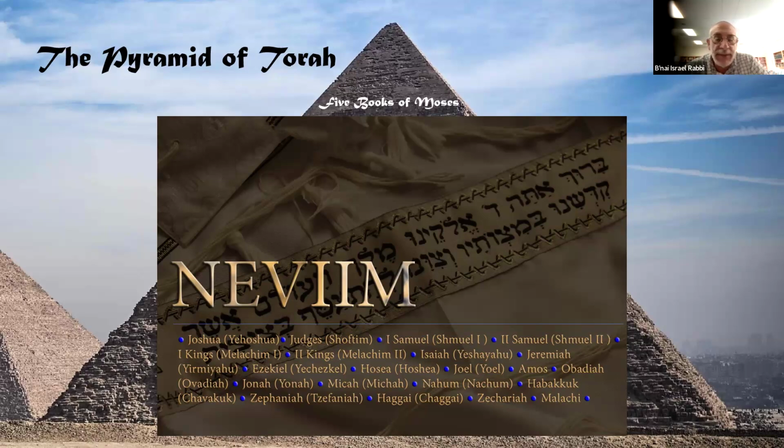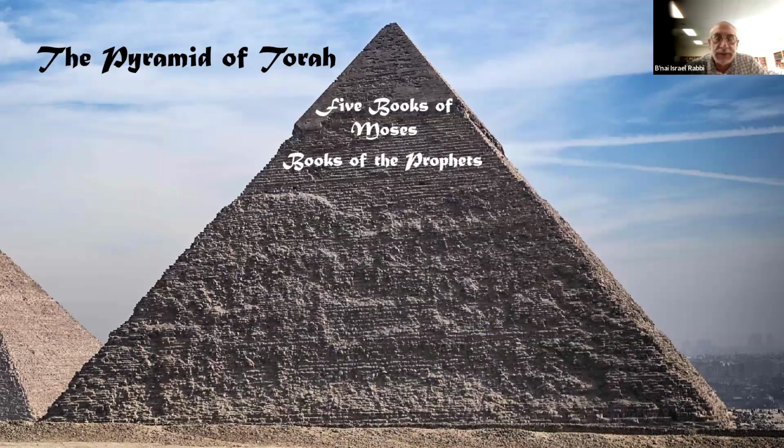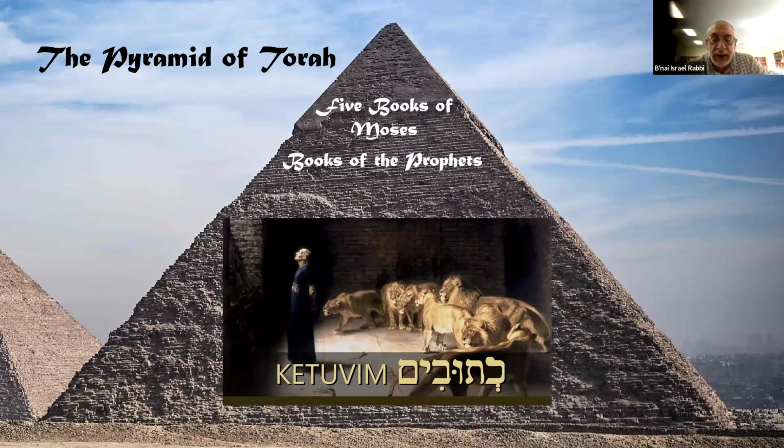So we're going to set Nevi'im just below the 5 books of Moses. But as you can see, the definition of Torah continues to become more broad. Both of those are Torah. We also have the books of the Ketuvim, which means the sacred writings. These are also part of the written Torah. There's a picture there of Daniel in the lion's den.